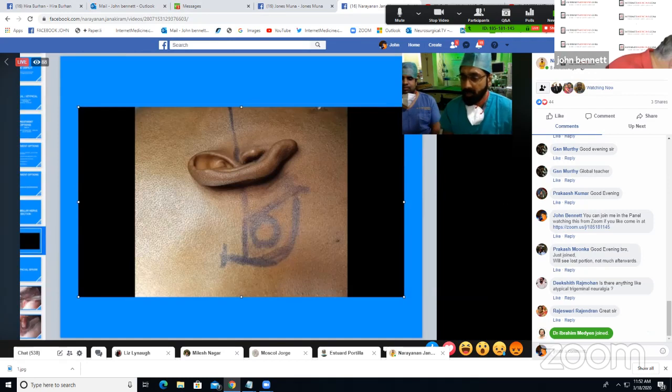So, basically we have to drill around the mastoid, around the mastoid emissary vein. That is how we have to drill this. We are going to see that now. So this is the idea of doing this, and you will see the whole procedure step by step in this video.